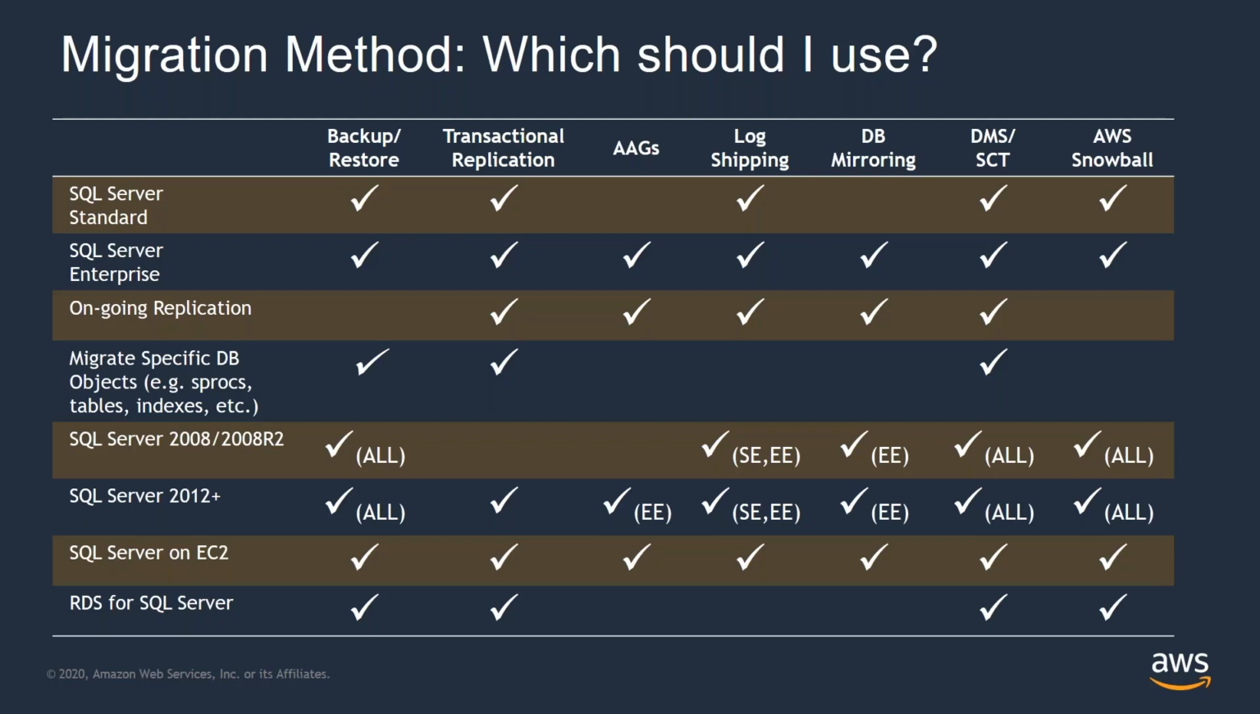Transactional replication does not support SQL 2008 databases, but can be a programmatic replication option. You can use it because for other versions, yes, you can still use transactional replication. Snowball is a service from AWS. It does not keep data in sync. As I explained earlier, it's an offline device. It is sending an appliance to Amazon.